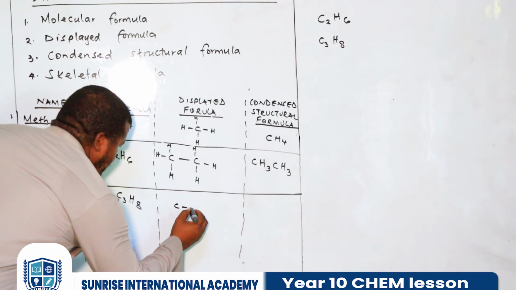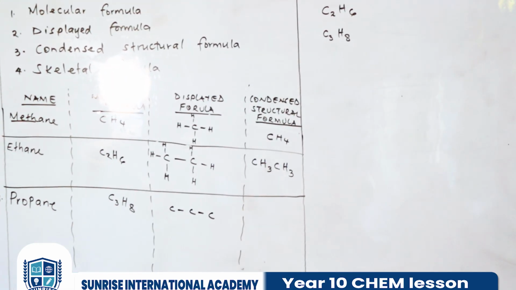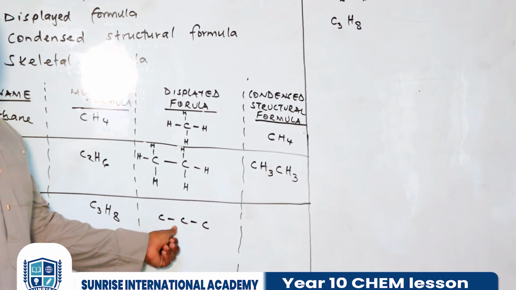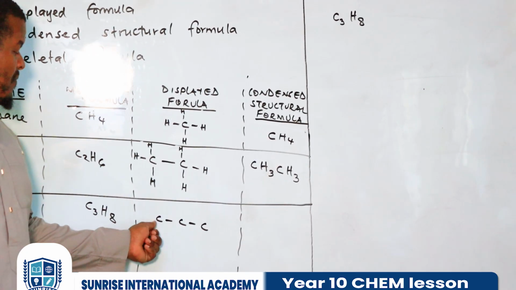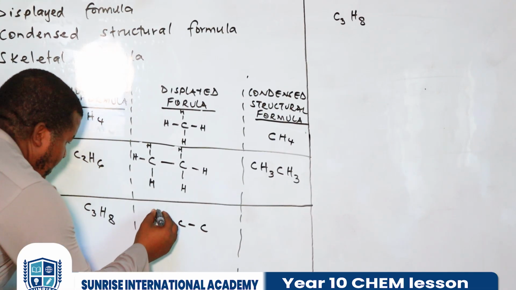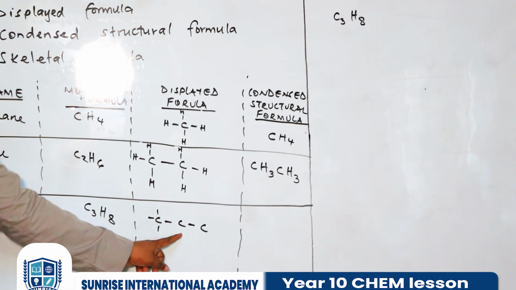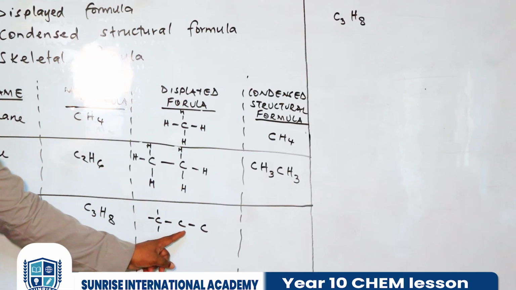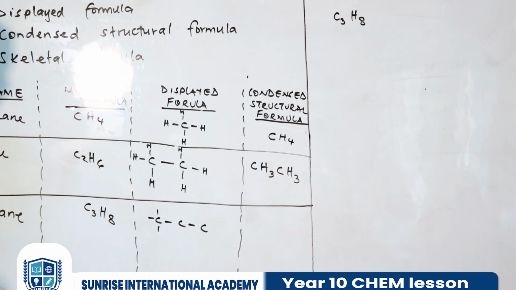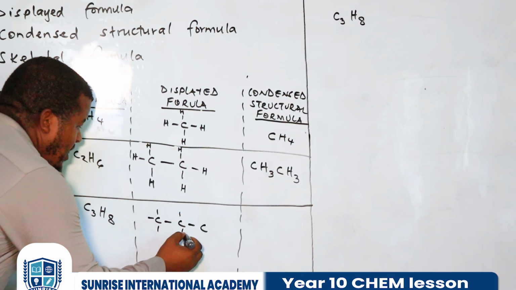The displayed formula for propane will look like this. Draw 3 carbon atoms. Put a bond between each carbon atom, a single bond. And then this carbon atom here has 1 bond already. So we need to add 3 more covalent bonds around it. So 1 here, another one there, another one there. Look at this carbon atom here. This carbon atom is surrounded by 2 covalent bonds. So add 2 more. So add one above, the other one below.